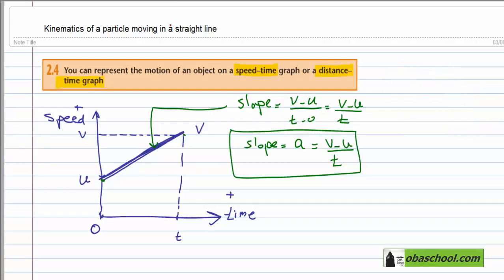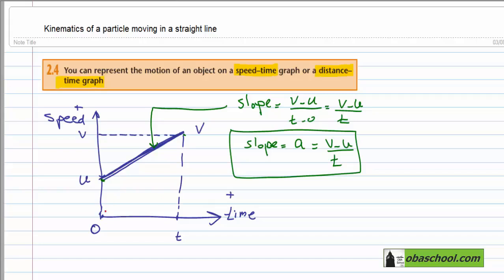So we should memorize that the uniform acceleration of an object is equal to the slope of the straight line speed-time graph of the object. So the speed-time graph of an object moving in a straight line in uniform acceleration is a straight line. And this slope is equal to the velocity v at time t minus the initial velocity u at time equals 0. Next, let's see how we can find the distance passed by the object from time 0 to time t.